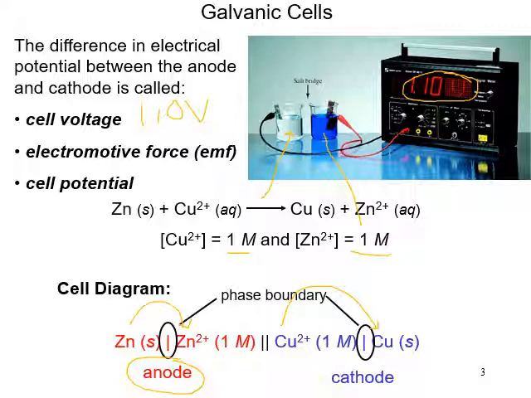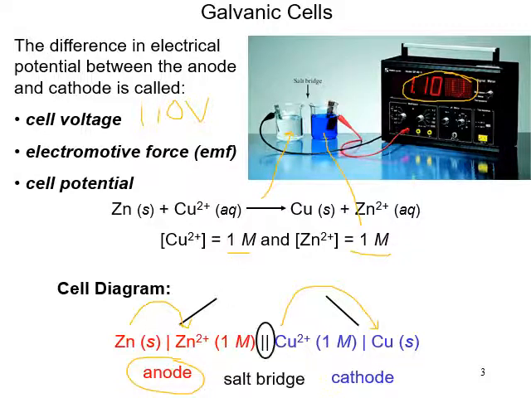The phase boundary is between the solid metal and the aqueous cation solution. And then our salt bridge has to be in place, and you can see it up here. It looks like a little U-tube, and this U-tube has a salt solution in it somehow to be able to transfer charge between the two half cells.